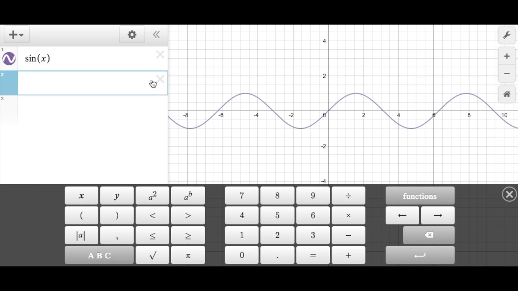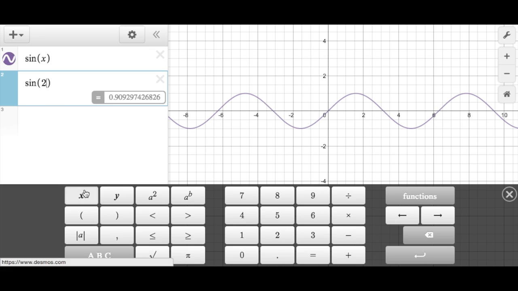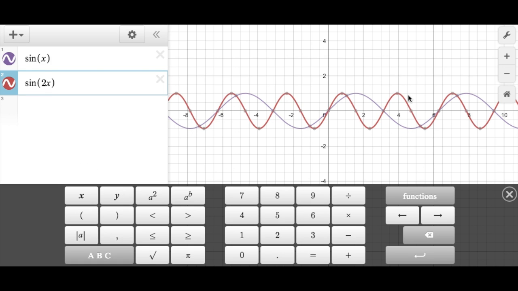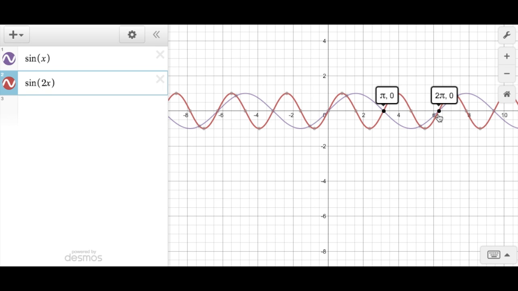So next, what happens as our b varies? Say b equals 2. So sine 2x. It shows that when b equals 2, the graph has a period of pi, which is this part, and the next is 2 pi. Same goes to the negative part, which is negative pi, negative 2 pi, and so on.